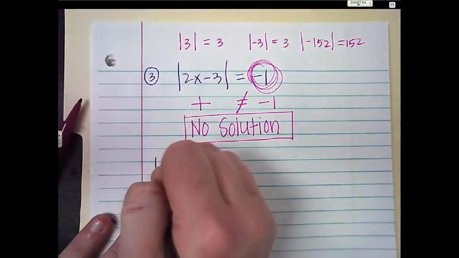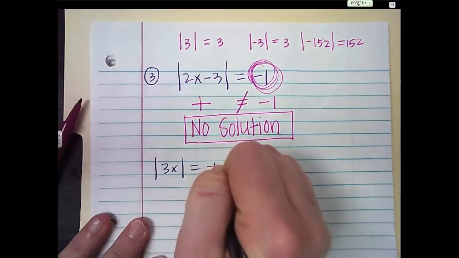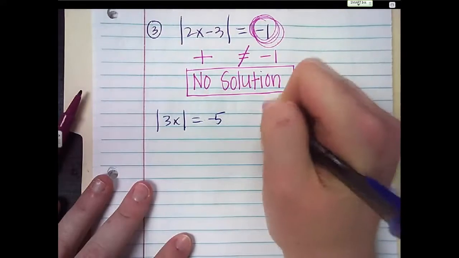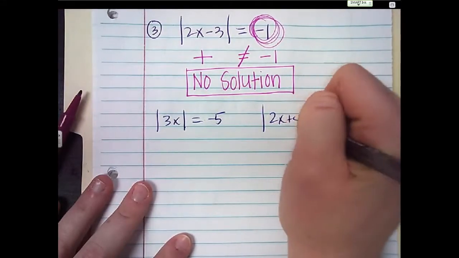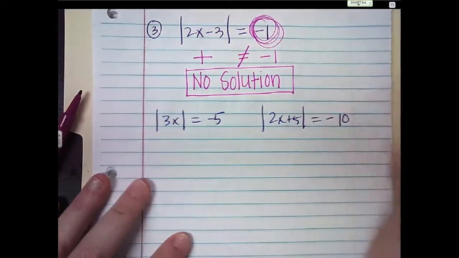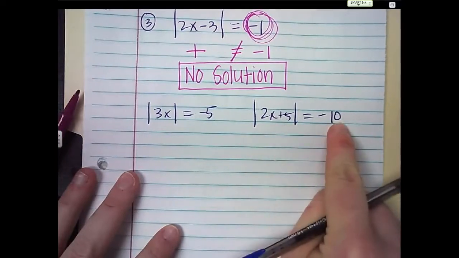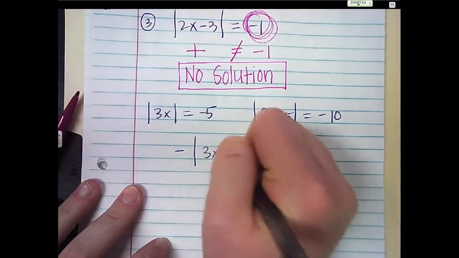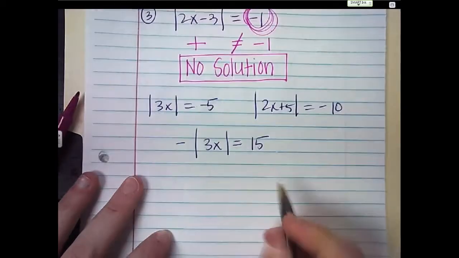Let's do this. If I give you this problem, what is the answer? No solution. If I give you this, what is the answer? No solution. We get it. No, we don't. What about this?